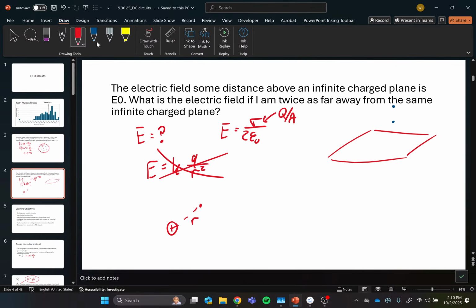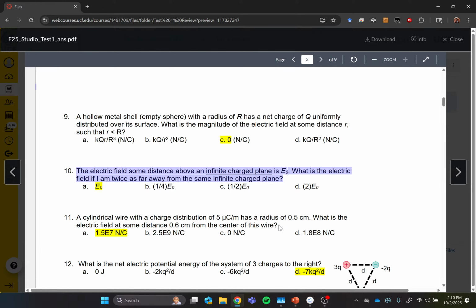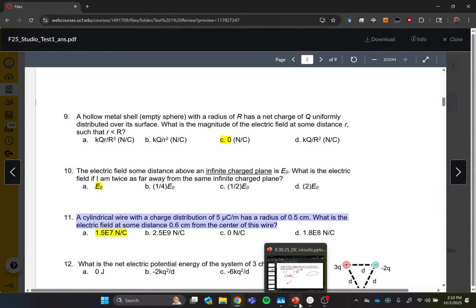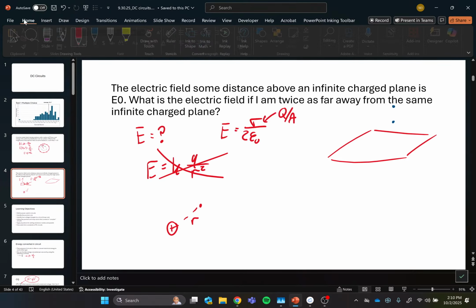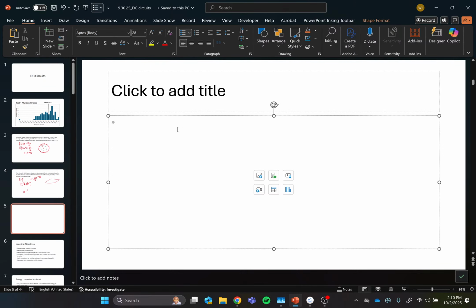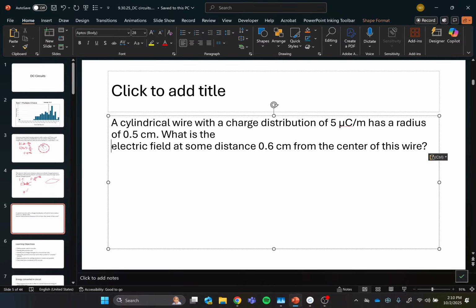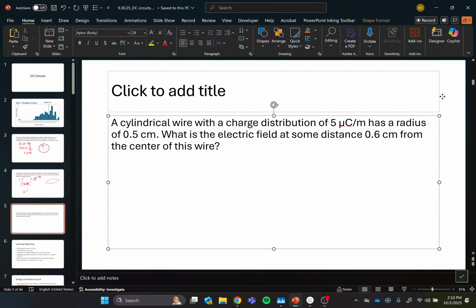All right, and the last one. This one did involve math. A cylindrical wire with a charge distribution of 5 microcoulombs has a radius of 0.5 centimeters. What's the electric field some distance, 0.6 centimeters, away? We're going to do the same process that we did for the last problem, where we drew the Gaussian shape. Boom.